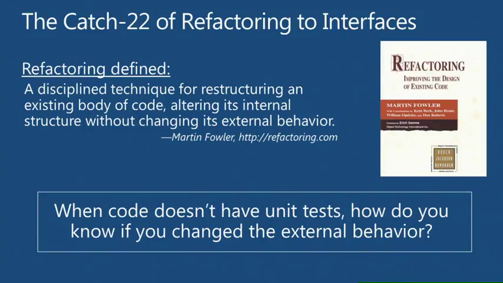If you look in this book here, Martin Fowler's book about refactoring, the canonical guide to refactoring, he says, it is a disciplined technique for restructuring an existing body of code, altering its internal structure without changing its external behavior. When you look elsewhere in the book, he is very clear about how you know if you changed its external behavior. You have unit tests. So I'm telling you to refactor the code, but you're telling me you can't write unit tests. Well, I'm not allowed to refactor because I don't have unit tests, but I can't write unit tests because I need to refactor. Catch-22.